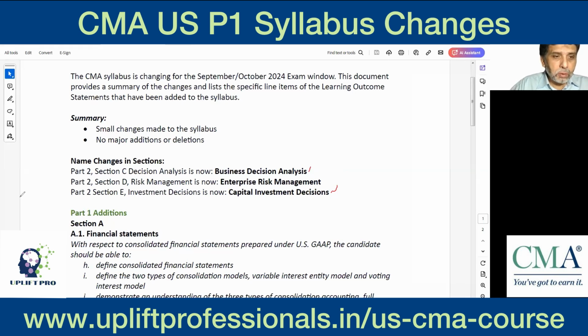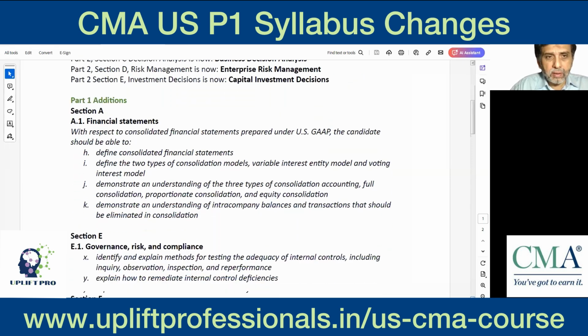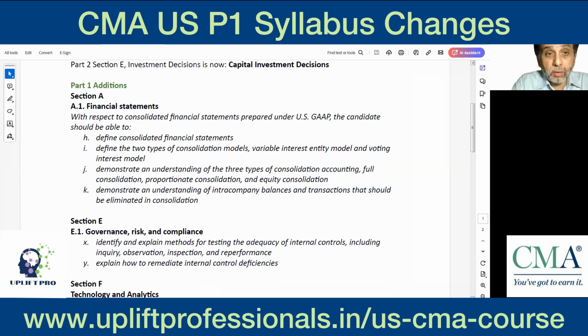Now, what you should note here is part 1. In section A, we are having only additions. There are no deletions. So, consolidated financial statements. It was actually there also in the old syllabus, but very briefly. You could expect maybe word questions. Here it's going to be a little deeper.